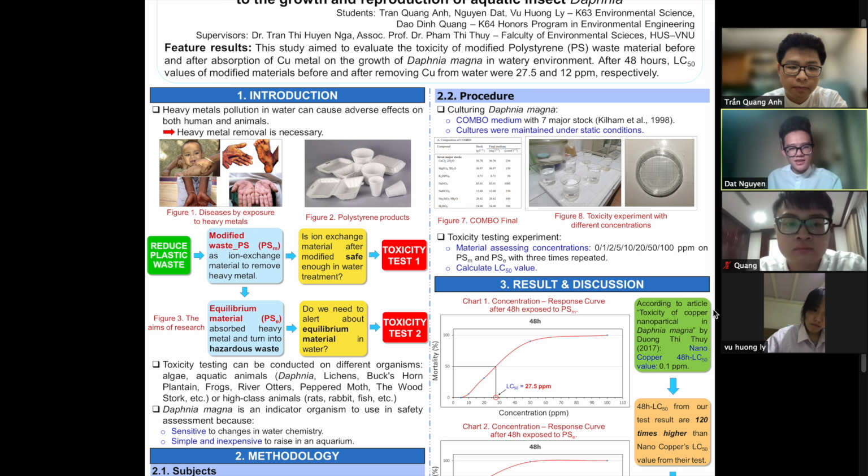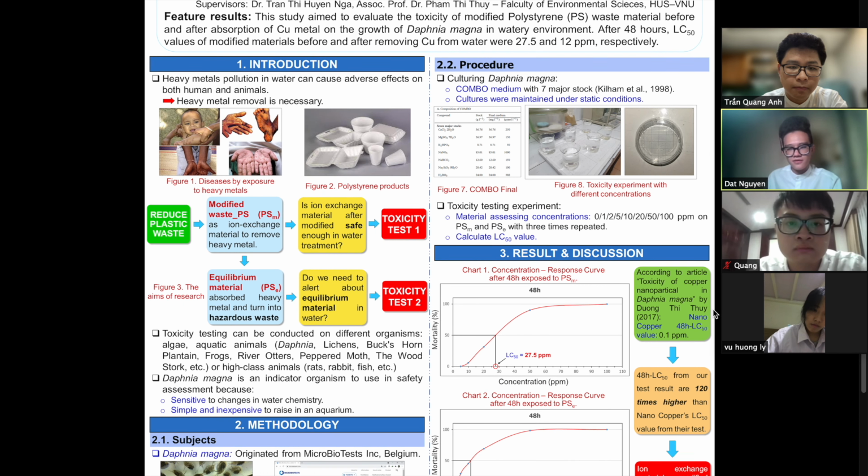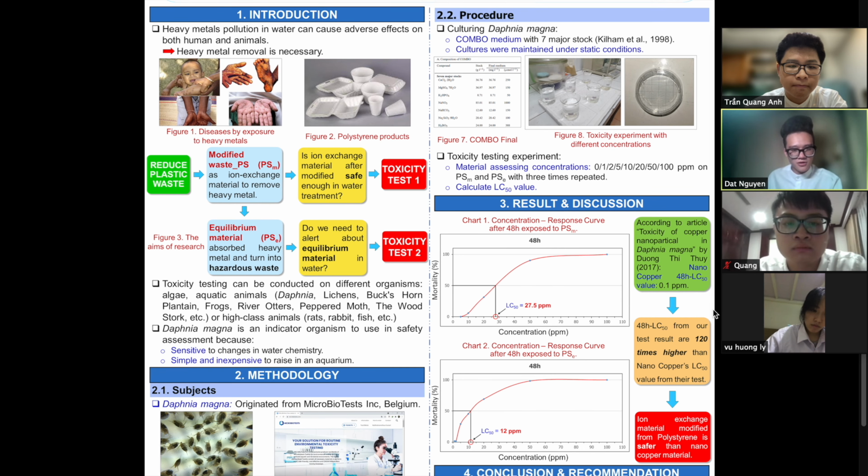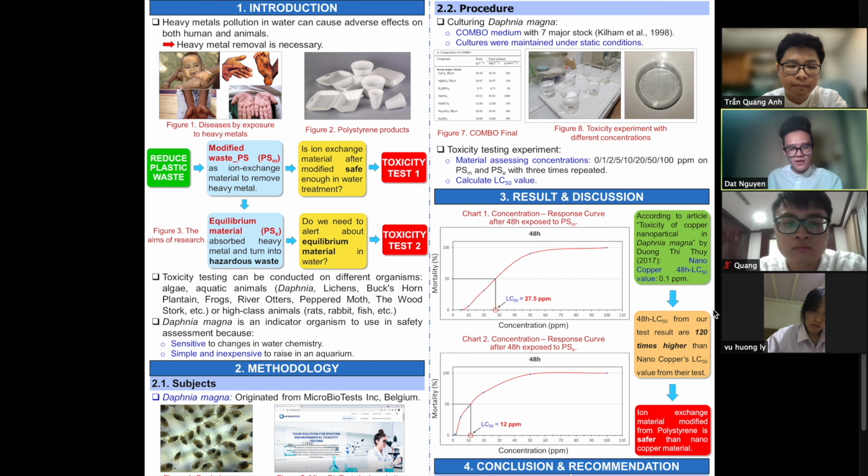The toxicity test aims to test the safety possibility for organisms. Toxicity test 1 is carried out to ensure safety while applying the modified waste polystyrene, which we call PSM, to water treatment. Toxicity test 2 aims to test the dissolved heavy metal capacity of the equilibrium material, which we call PSE, to the environment.